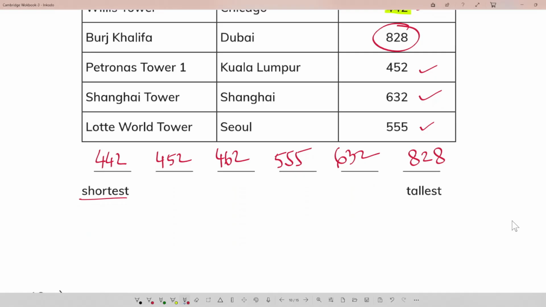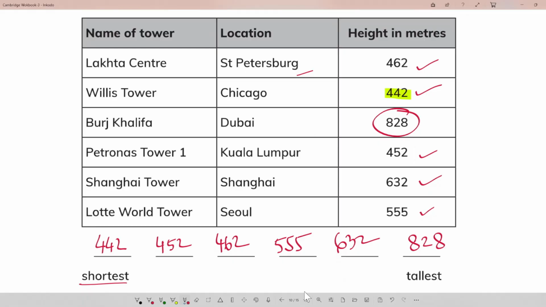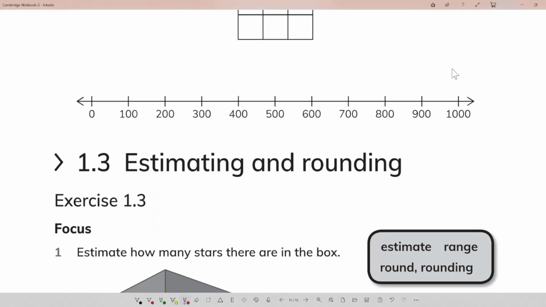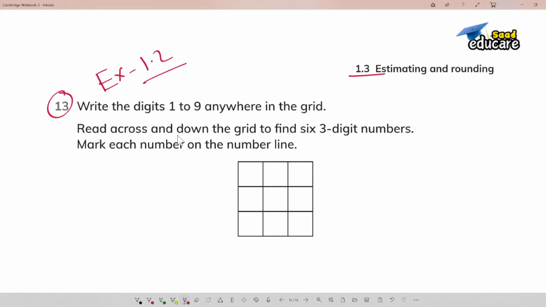So it's a very fantastic question you should face in the examination hall. So you already finished 12 questions, and now is our last question of exercise 1.2, because 1.3 will start next part. Okay, so we have to finish this one. Write the digits 1 to 9 anywhere in the grid, read across and down the grid to find 6 3-digit numbers and mark each number on a number line.